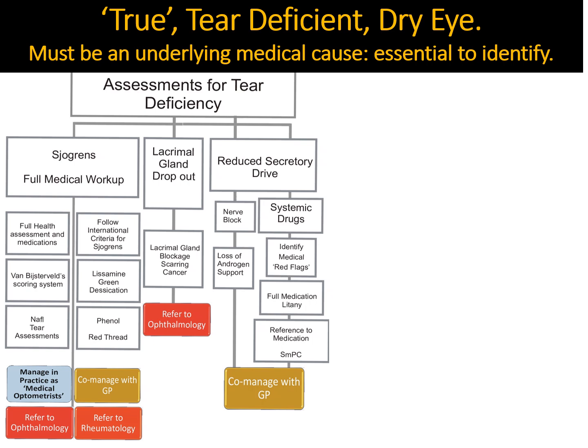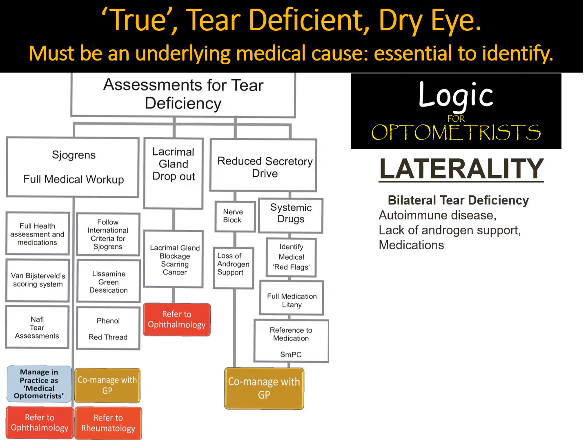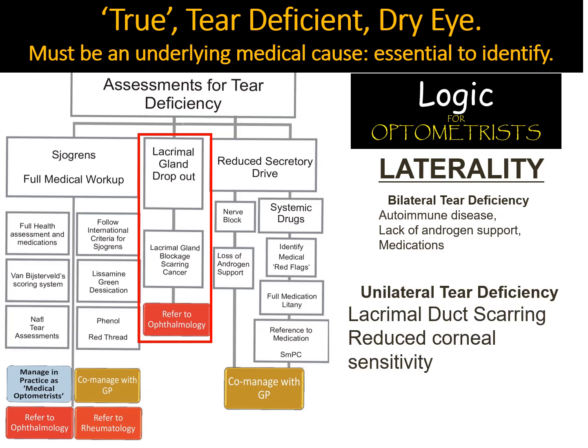Because the causes of tear deficiency are systemic conditions, logic tells us the clinical observation should be bilateral. And in the majority of cases, this is true. However, there are a couple of extremely rare situations resulting in unilateral lacrimal gland dropout. One would be lacrimal gland scarring, in which case there would be a clear history of trauma. The other would be lacrimal gland carcinoma.